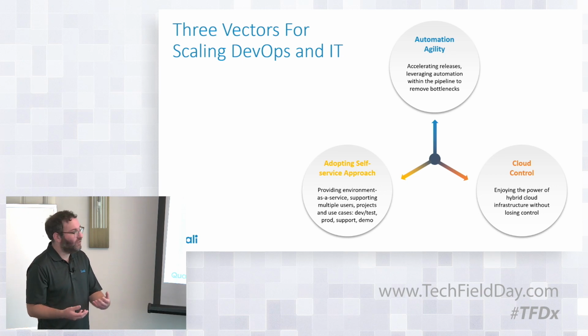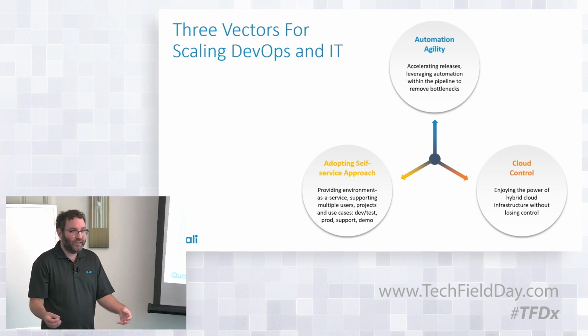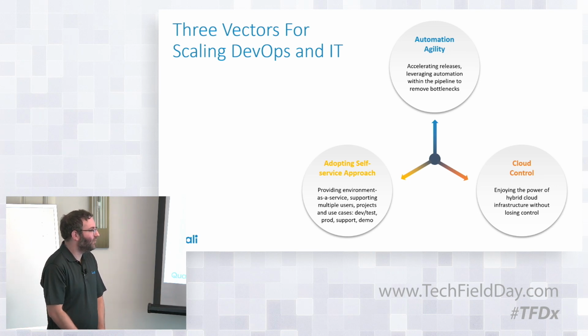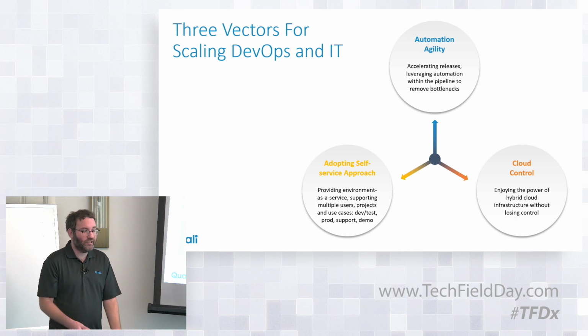On the one hand, automation, replacing any manual steps, getting to quicker environments. On the other hand, we have adopting a self-service approach, which, at least from my experience, is the only scalable way for a DevOps team to work. Otherwise, they just get bogged down trying to take care of everybody's problems all of the time. And then controlling the cloud expenses, controlling the cloud usage, but then also moving to the cloud very quickly.